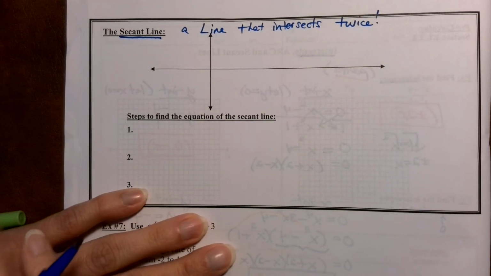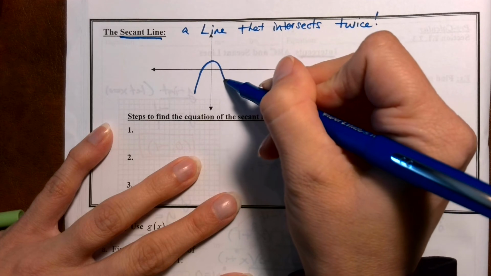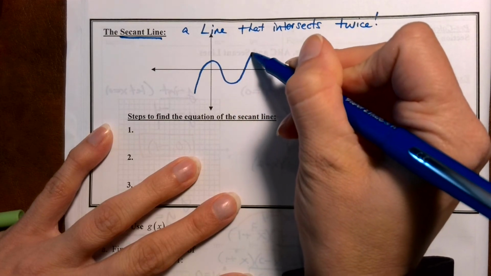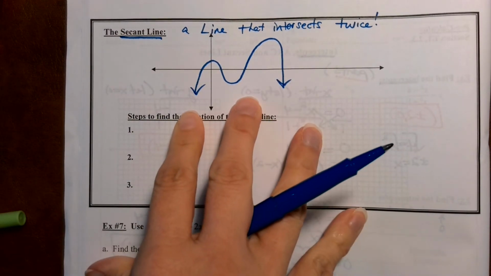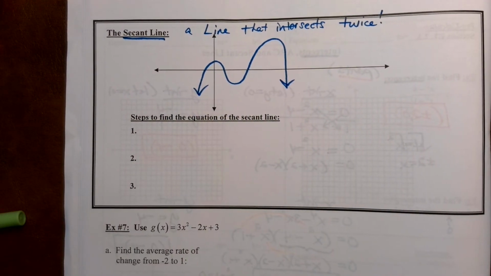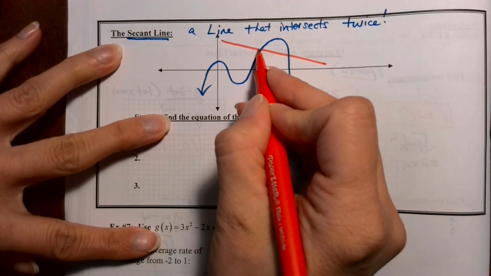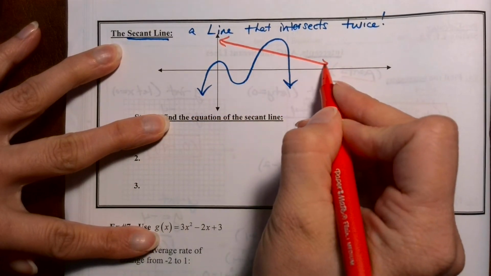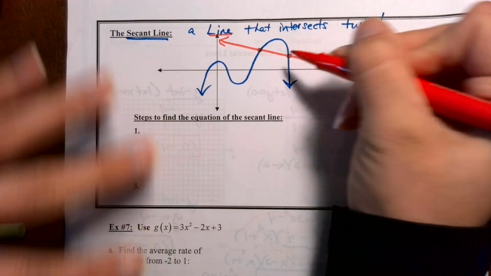Okay, so let's take a look at a fun little graph, something that goes like this. Up, down. Let's make it fancier than cubic. Let's go like this. Okay, make it be a quartic. So here's a fun little graph, okay? And I'm going to draw a line intersecting 2 times. So you have to have a line, and it intersects in these 2 points.